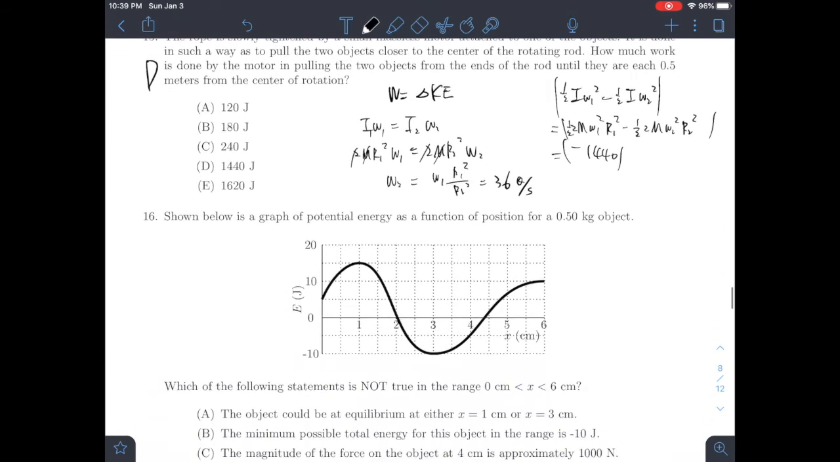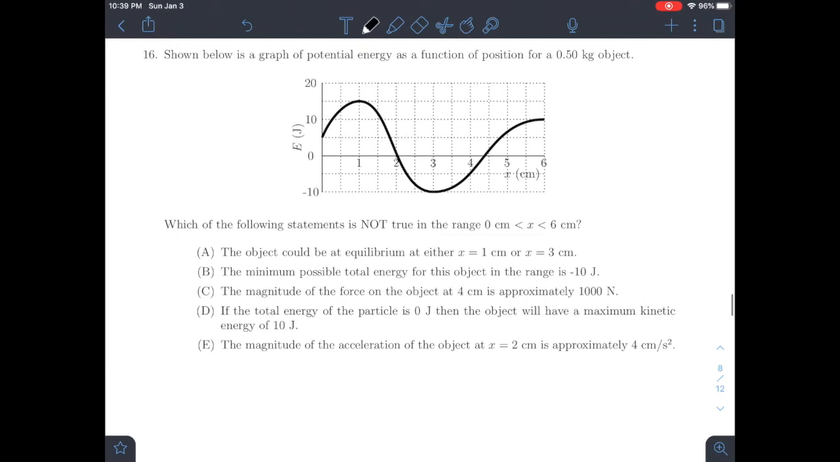So now let's look at question number 16. Shown below is a graph of potential energy as a function of position for a 0.5 kilogram object. Which of the following statements is not true? The range 0 < x < 6. Not true, remember. So A, the object could be at equilibrium at either x equal to 1 cm or x equal to 3 cm. We know the change in potential energy is constant, the derivative is zero at that position. So the force is 0, because force is equal to negative dU/dx.